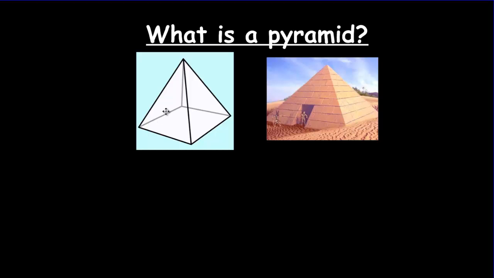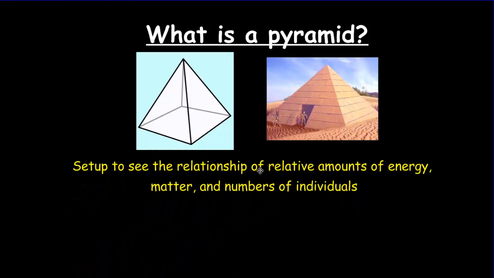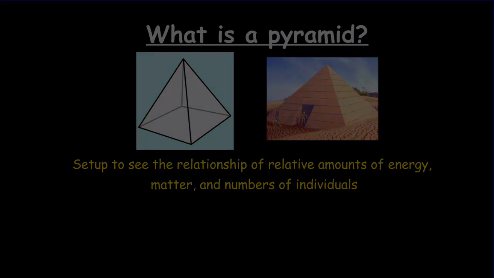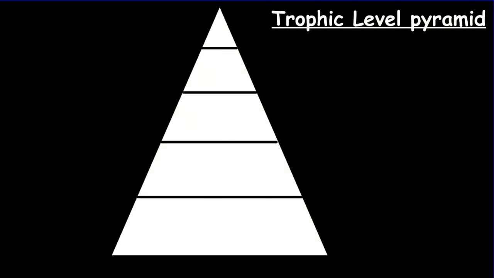And when we look at the pyramid, if we calculated the volume of this lower layer versus the top layer, there's a big difference in volume. So as we start looking at that, we're going to set up our trophic levels in pyramids to help us see the relationship of relative amounts of energy or relative amounts of matter or numbers of individuals, and we're able to use some comparisons that way. So let's see how this is done.